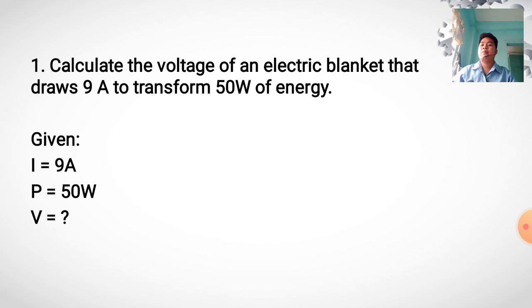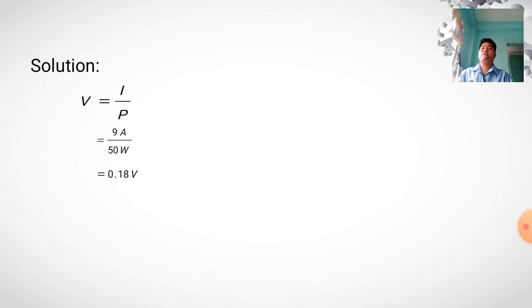So problem number one: calculate the voltage of an electric blanket that draws 9 amperes to transform 50 watts of energy. So our current is 9 amperes, and for the power we have 50 watts. We're going to find the voltage of the electric blanket. Just substitute the given into our formula, which is V equals I over P, which equals 9 amperes over 50 watts, or 0.18 volts. So that is the answer to our problem.